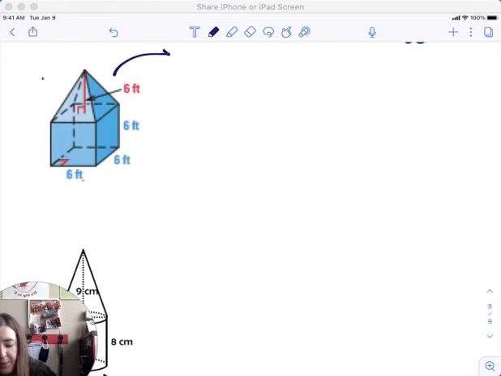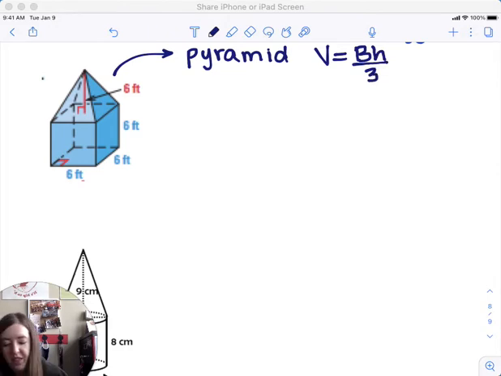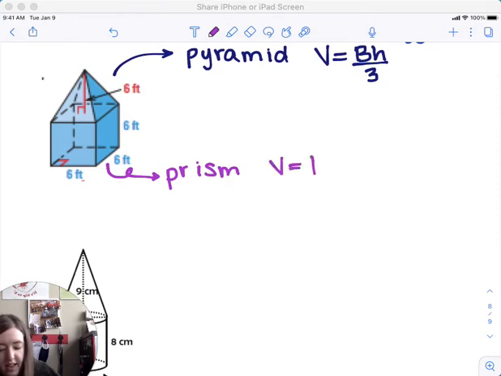So the top is a pyramid. And we know that we can find the volume of a pyramid by taking the area of the base times the height and dividing by 3. The bottom is a prism. It's a cube, but I'm just going to call it a prism for right now. Volume is the area of the base times the height. Now, the good news is that the area of that base is going to be the same for both of them. So let's talk about finding B.